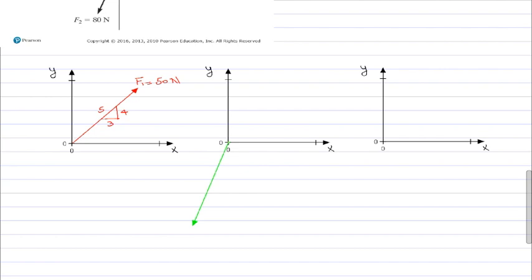I'm also using a dashed line to indicate the y-axis in the negative direction. And the angle that this vector makes with the negative y is 15 degrees. And the magnitude is 80 newtons. Okay, moving on to the third vector.